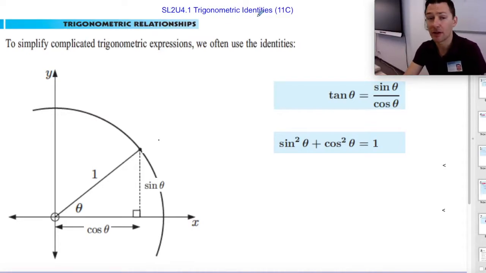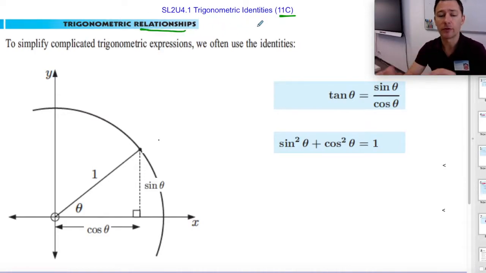We're looking more at the application this time, and we're starting off with 11C, which is trig identities. We can talk about them as relationships between trig functions. Sometimes we use these identities, they're sort of like rules or shortcuts, to simplify expressions and simplify equations.